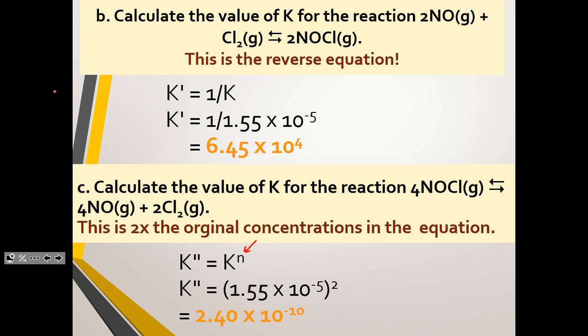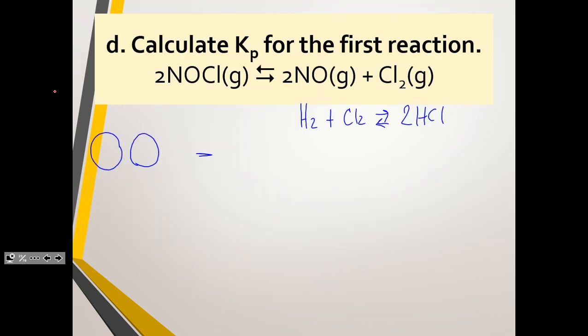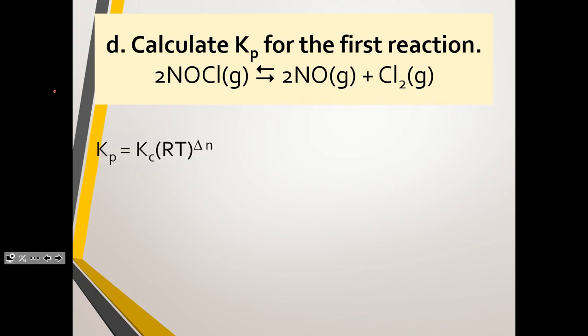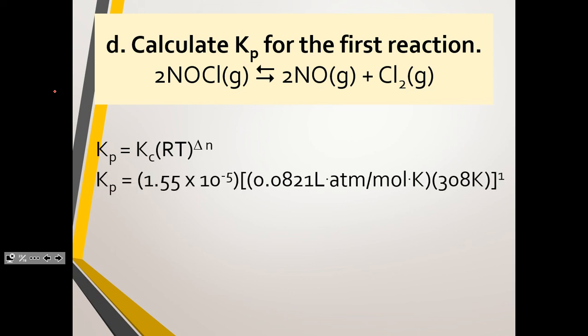And last but not least, applying our newest equation that relates pressure and concentration, we're going to calculate Kp for the first reaction. We're going to use the equation that relates the two. I am using the original Kc value of 1.55 times 10 to the negative fifth. I am using R of 0.0821. Temperature was 35, but I need to convert to Kelvin, adding 273. And then I'm going to raise it to the power of 1.